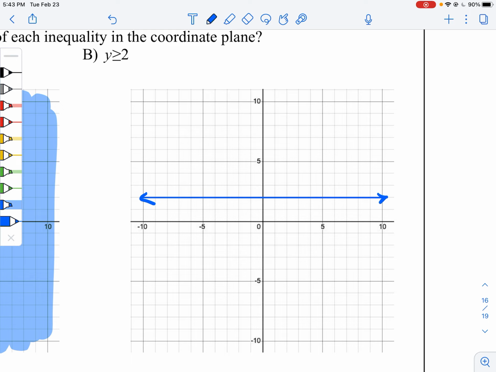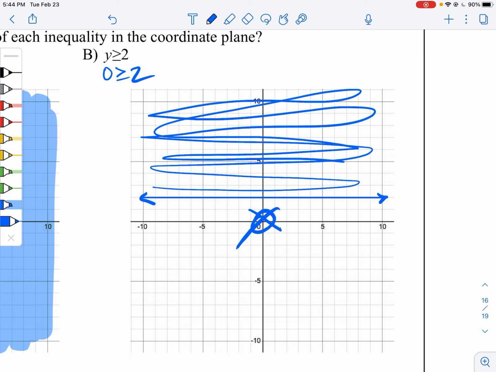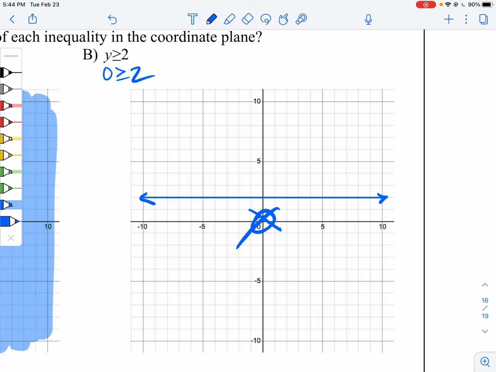Now y is greater than or equal to 2. Let's use a test point. Oh, right. We're using a pencil, no highlighter. 0, 0. Is it true that 0 is greater than or equal to 2? No, that is not true. So instead, you can just use some scribbles and shade that part like that. That's fine, but I much prefer the highlighter. It just looks so much better, doesn't it?